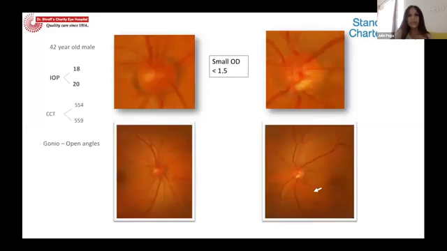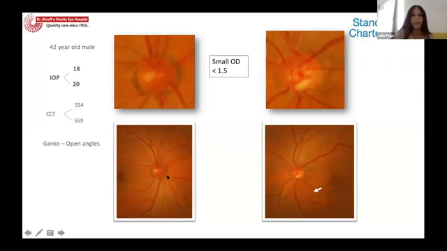So this is a 42-year-old male where the pressures are 18 and 20 with open angles. And you can see that both the optic discs are small in size. So in the right optic disc, you can see that there is a regular margin of the cup, and the cup is around 0.3:1, which is not expected in a small disc like this. You can also see that the cup is also getting slightly deeper, which is not normal for a disc like this. You can see this by the bending of the blood vessel.